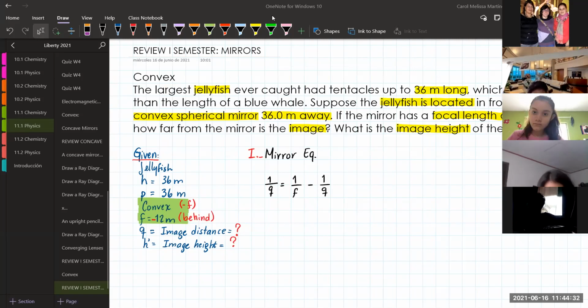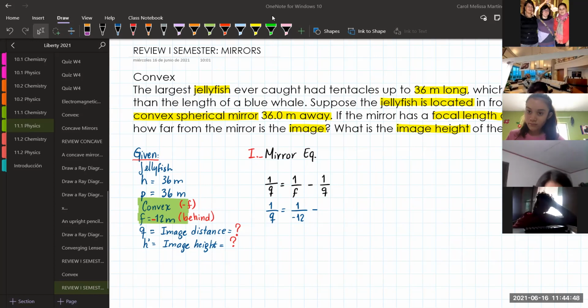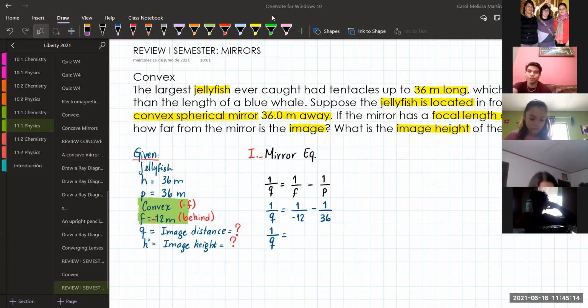So we say 1 over q is going to be equal to the focal, which is 1 over negative 12 minus the... that's p, not q. Sorry about it. Minus 1 over p. P is 36 meters. So how much do you get from that subtraction? Negative 1 over 9.